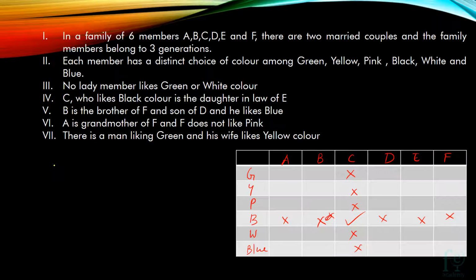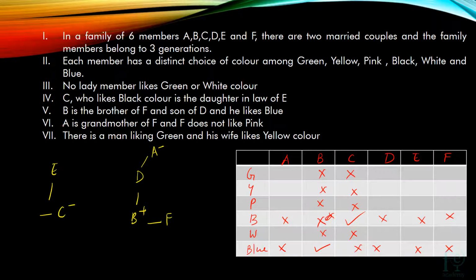C is the daughter-in-law of E. So in the same way, C's son will be here. We don't know who it is. And C is the daughter-in-law of E. Now B is the brother of F and son of D. So the diagram will come like this. And he likes blue. So B likes blue. At the same time, complete the row and column. Now A is grandmother of F. So A will be coming here, and F does not like pink.